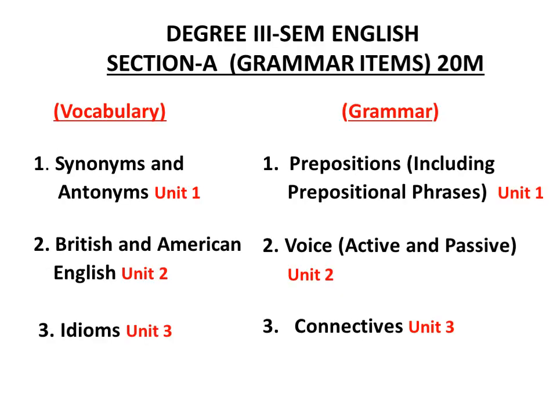So this is a comprehensive view of your grammar items and it's a quick revision for you just before the examination. Remember that you have to learn these items from the 3 units. From the first unit, you have to learn synonyms and antonyms and prepositions. From the second unit, you have to learn the difference between British and American English and the active and passive voice. And from the third unit, you have to learn idioms and connectives.